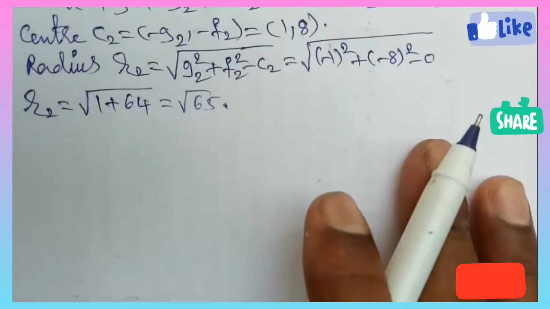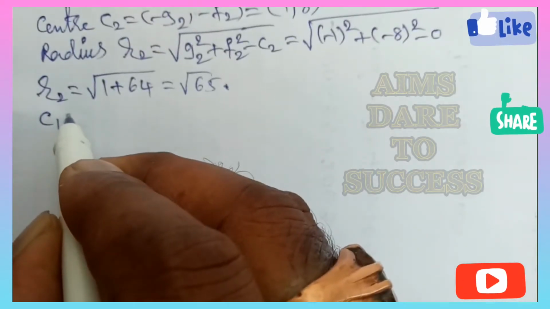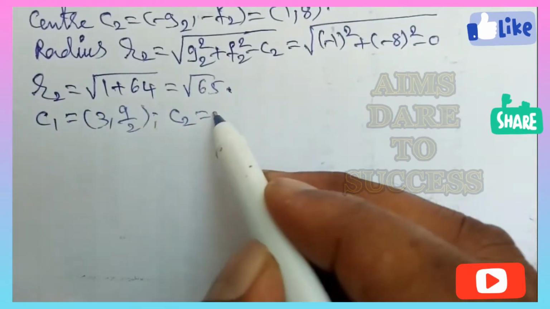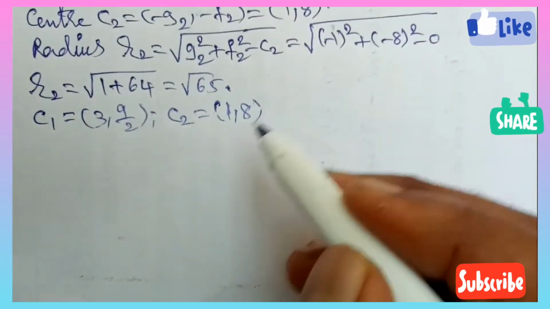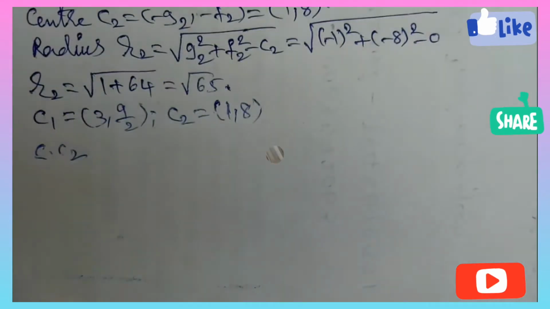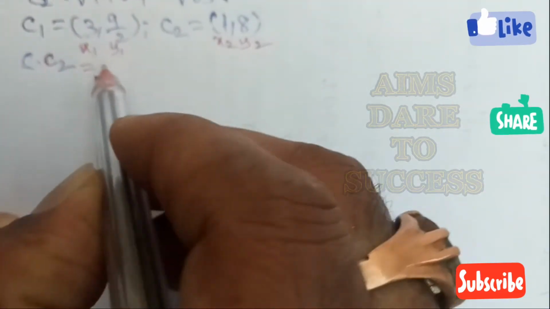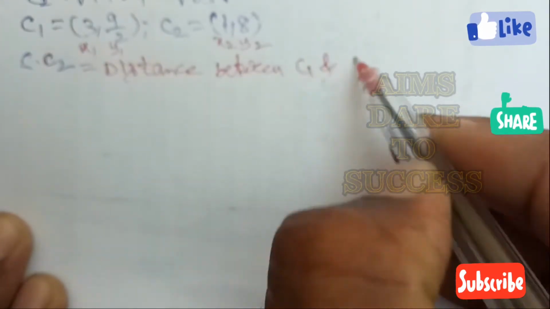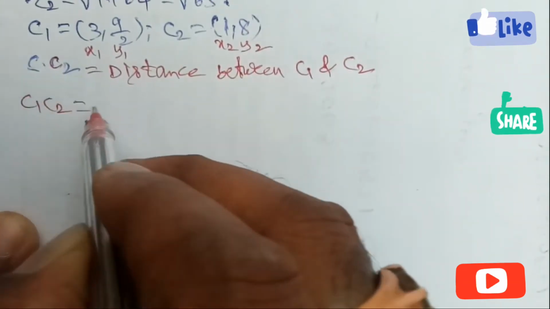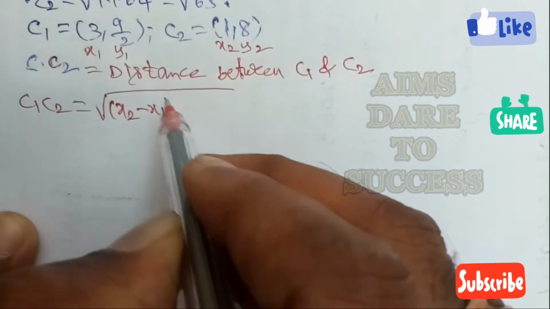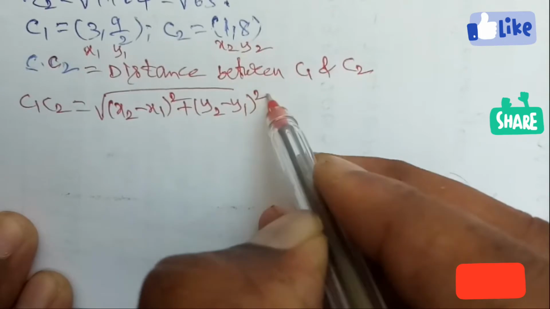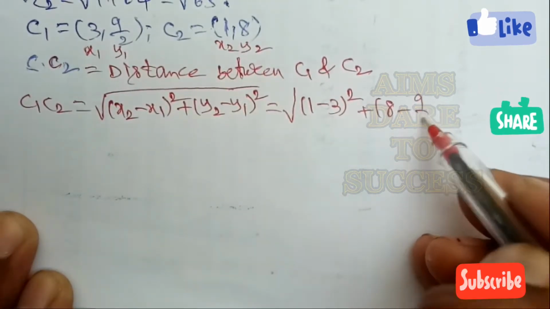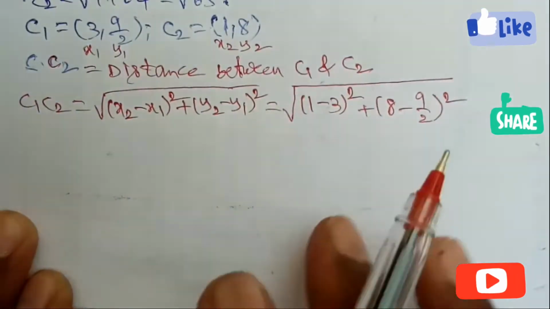Next we can find C1C2. C1 is equal to 3 comma 9 by 2. Next C2 is equal to 1 comma 8. By using these values you can find C1C2, which is the distance between the two points C1 and C2. So what is the distance formula, children? From 10th class geometry, root over x2 minus x1 whole square plus y2 minus y1 whole square is the distance between two points. So root over x2 value is 1 minus x1 value is 3 whole square plus y2 value is 8 minus y1 value is 9 by 2 whole square. Substituting in the distance formula.